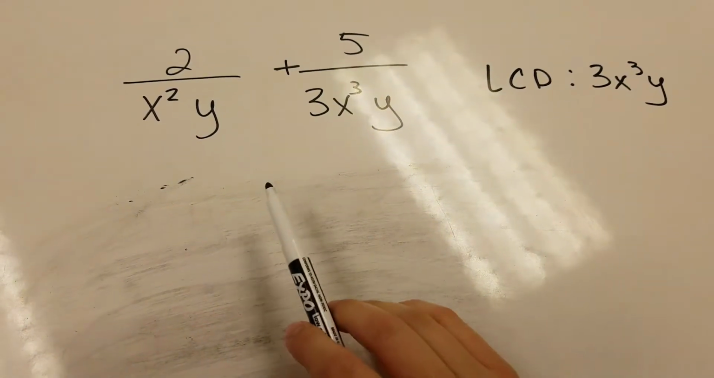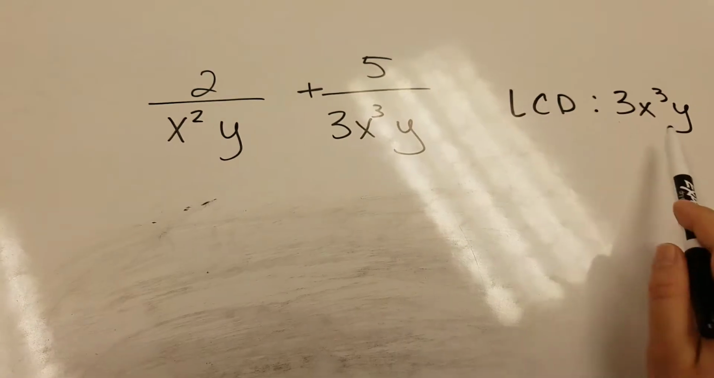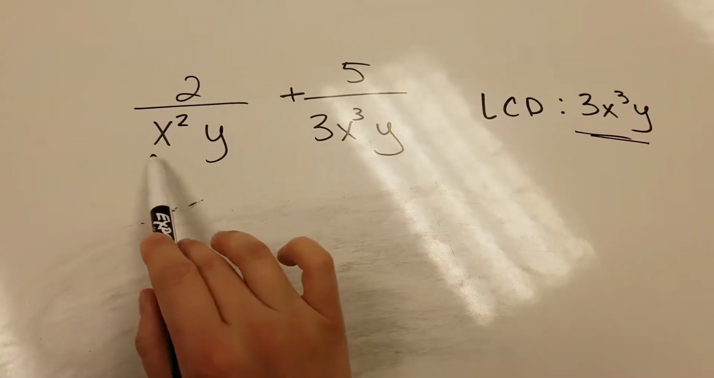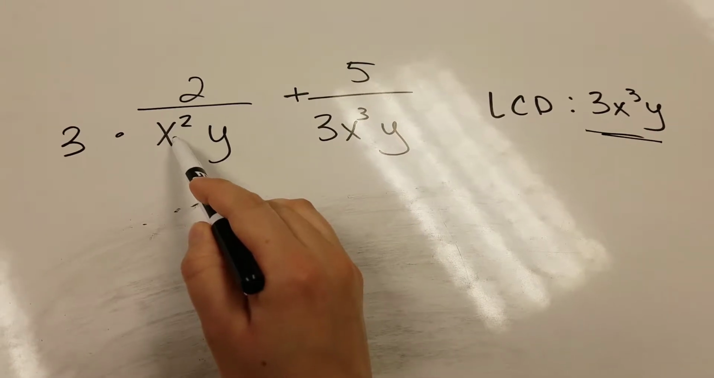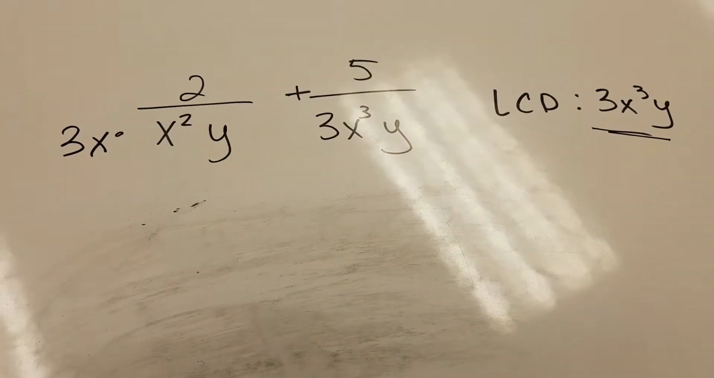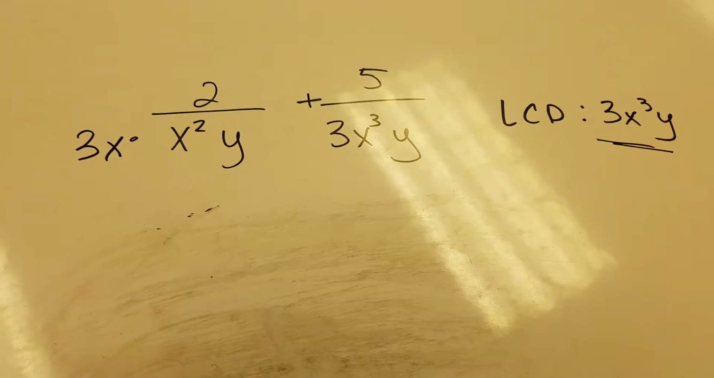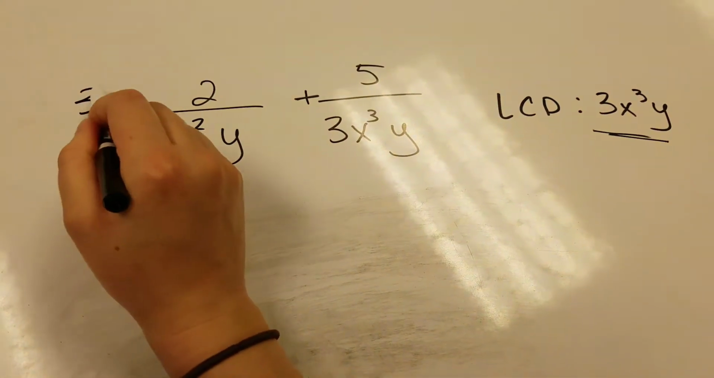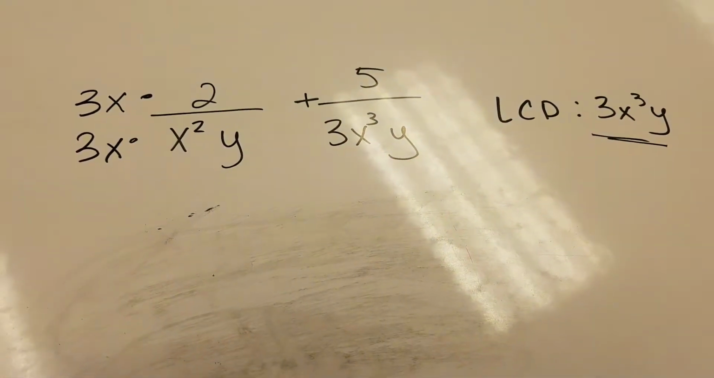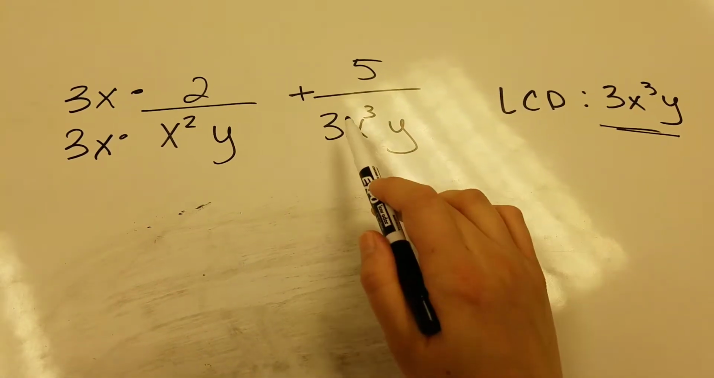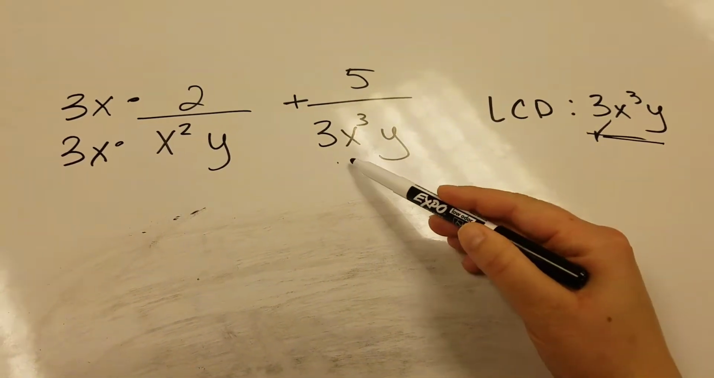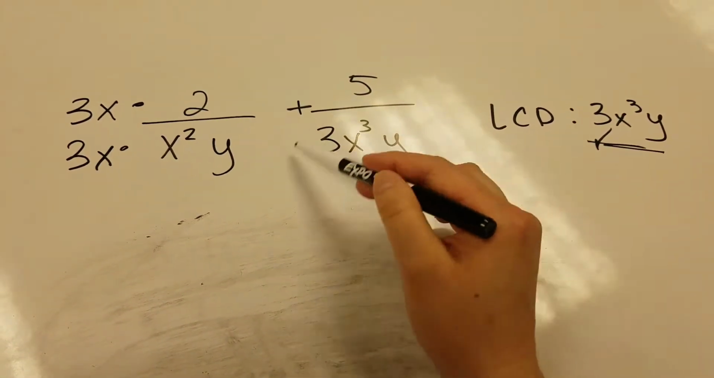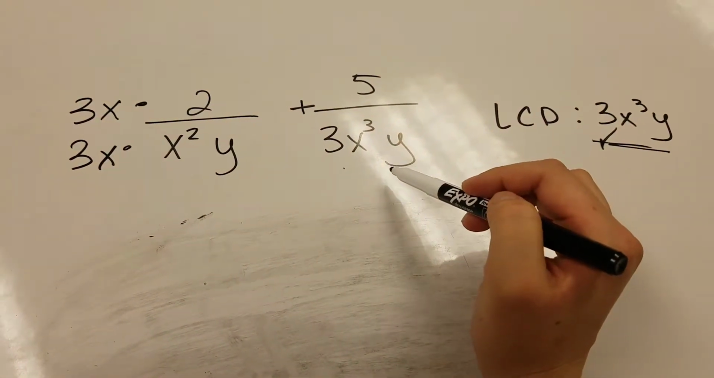Then we have to figure out what we need to make both of them look like that. For this one, we need a 3, and we need our x squared to turn into x cubed, so we need to multiply by a 3 and an x. If we do it to the bottom, we have to do it to the top, so we multiply 3x to the top and the bottom. This side, we have a 3 already, an x cubed, and a y, so it's already in our least common denominator.